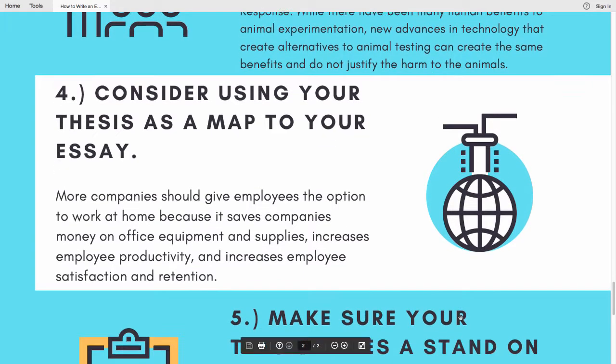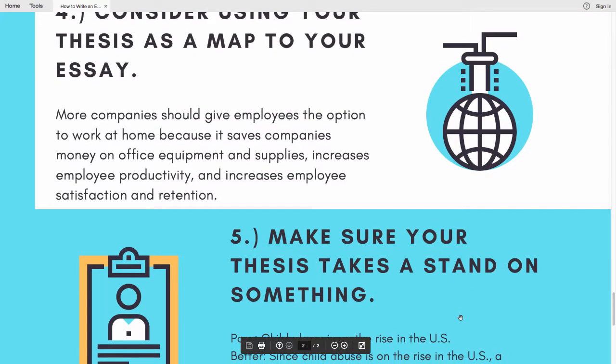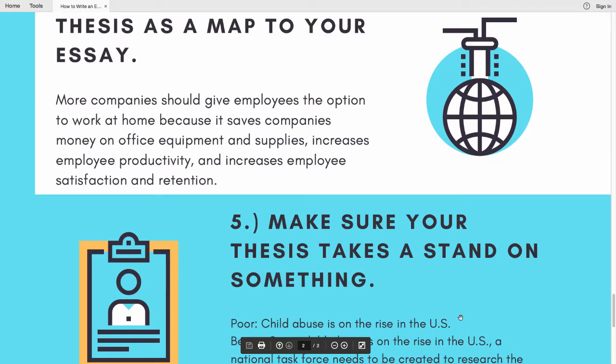Number 4, consider using your thesis as a map to your essay. Here's an example of a thesis map, and you've already seen 1 or 2 others. More companies should give employees the option to work at home because it saves companies money on office equipment and supplies, increases employee productivity, and increases employee satisfaction and retention. You've got the main idea here. More companies should give employees the option to work at home, and then it lists 3 specific reasons why that would be a good idea. And if companies themselves and managers were the audience here, you would be appealing to them by showing how it can benefit both companies and the employee.